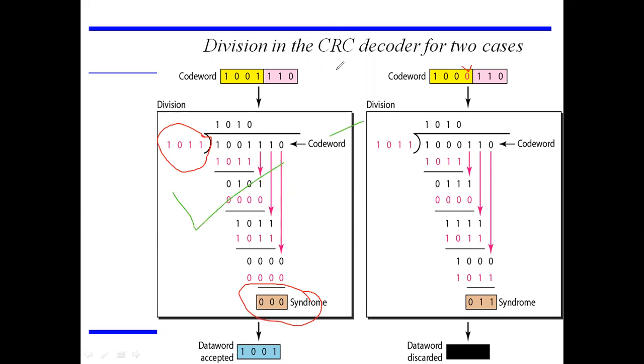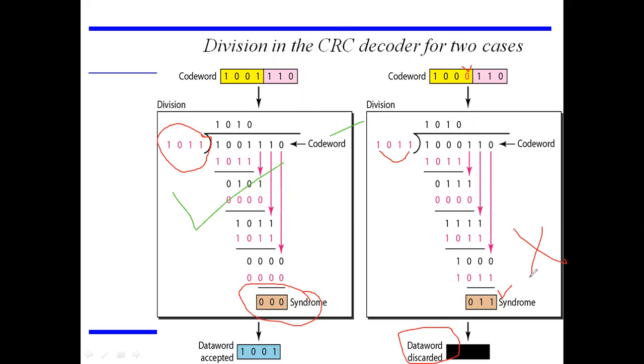Now when it comes to this one, whatever they have sent is 1001, but unfortunately one bit is corrupted. So with that only, we proceed to take that same division and do the division, and after the final division process we will get a syndrome as non-zero. When you get non-zero, the received code word, the received data word, is discarded because something is wrong here.